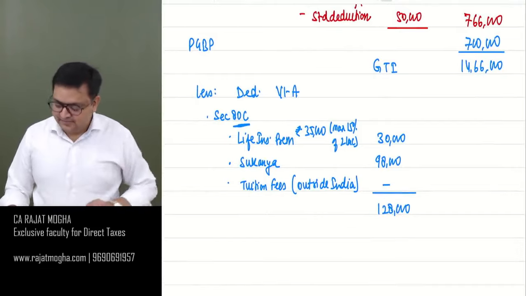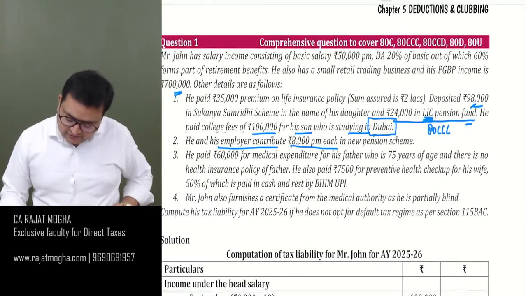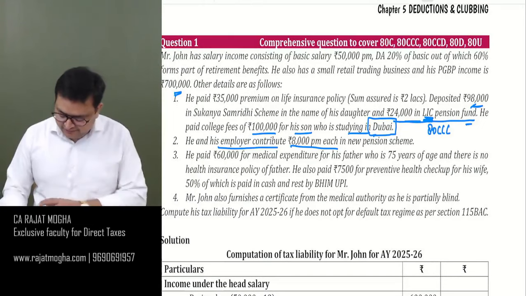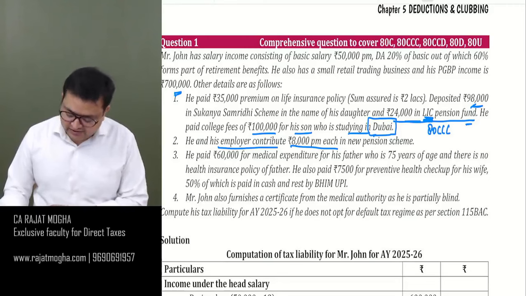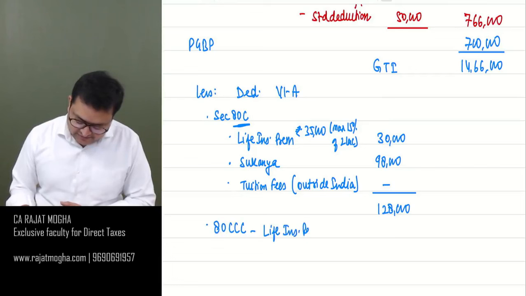Good. Now, he has also paid 80CCC 24,000. He has paid 24,000 for life insurance, LIC pension fund. He will get 80CCC. This is life insurance pension fund, 24,000.